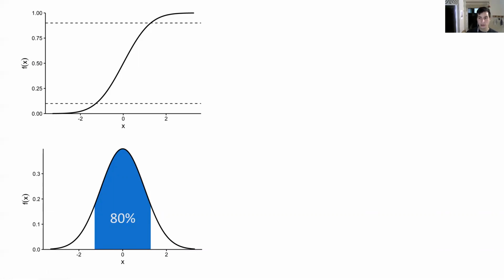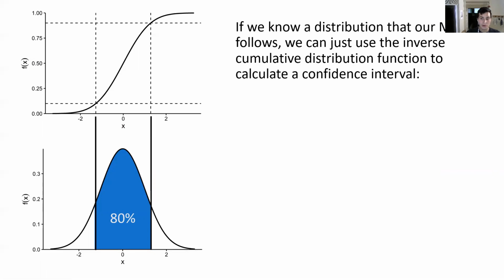So let's draw a couple horizontal lines through the cumulative distribution function, and let's see where each of those lines intersects it. In the case of a maximum likelihood estimate that happens to have a standard normal distribution, those values are about negative 1.3 and 1.3, which gives us our 80% confidence interval. Earlier on in the lecture, I mentioned something called the inverse cumulative distribution function. This is that function. We give it a quantile, like 0.1 or 0.9, and it tells us where in our distribution that quantile lies.